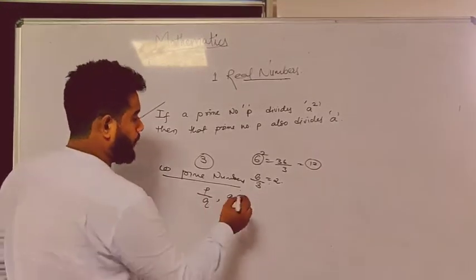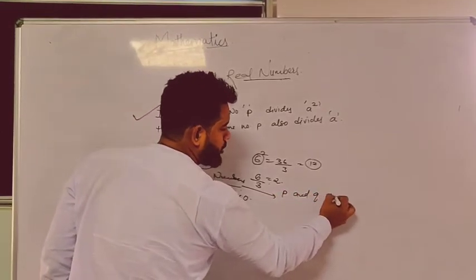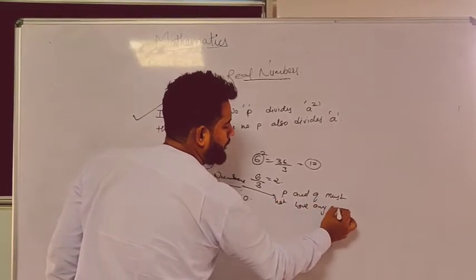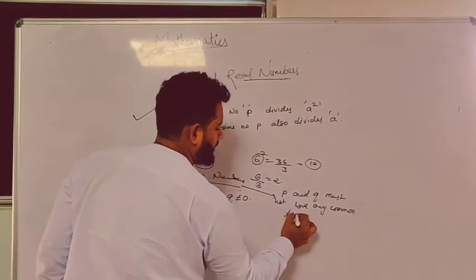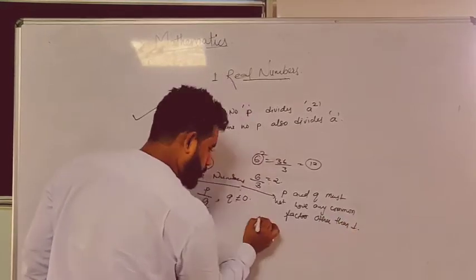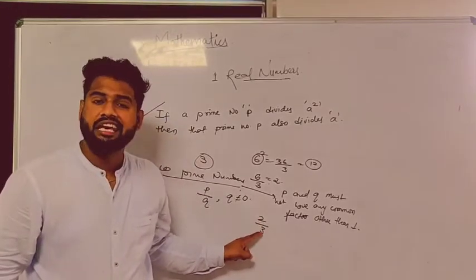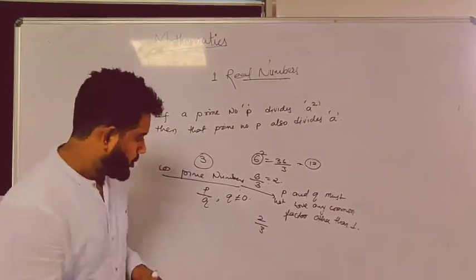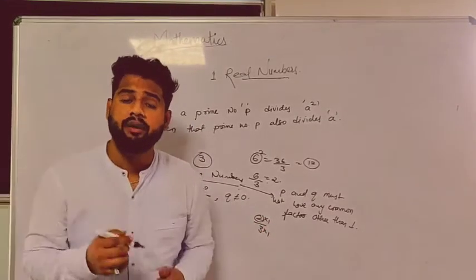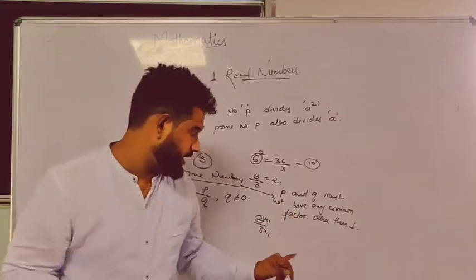Co-prime means what? p and q must not have any common factor other than 1. Like 2 by 3. See, 2 by 3 is a rational number. But do 2 and 3 have any other common factor? No, they only have the factors 2 into 1 and 3 into 1. So 2 and 3 are called co-prime numbers, because these two numbers do not have any common factor other than 1.